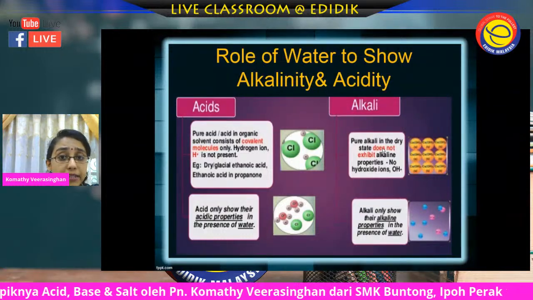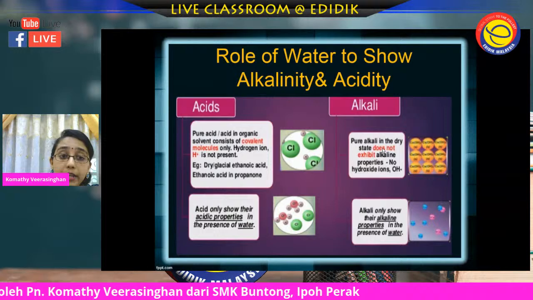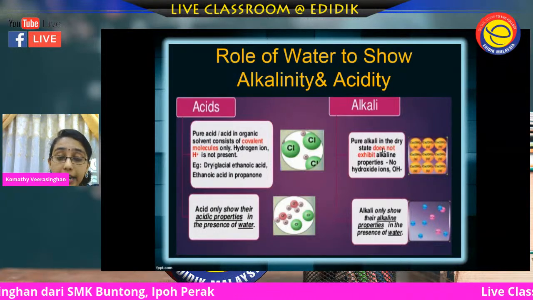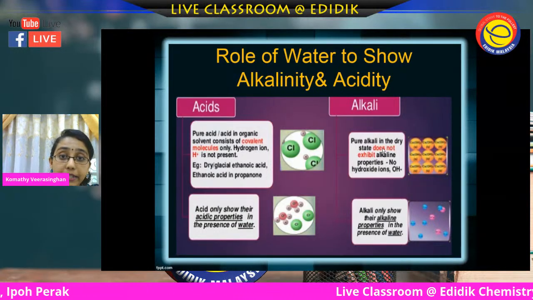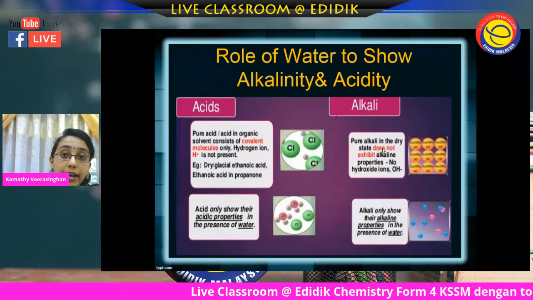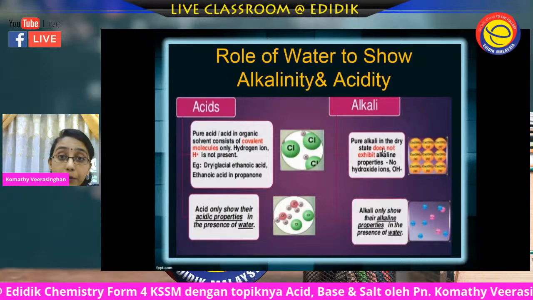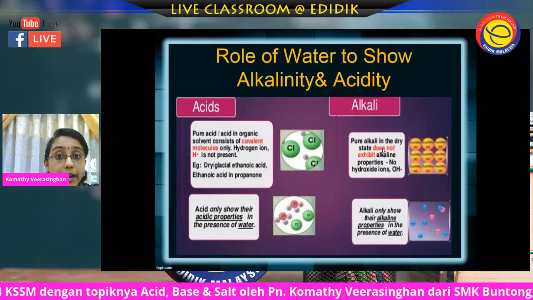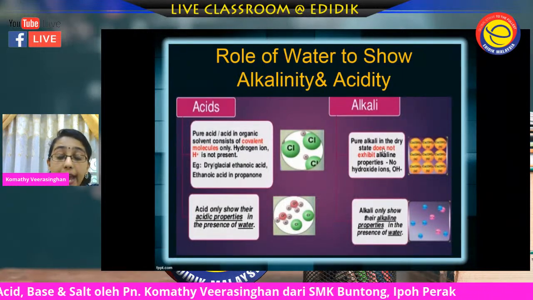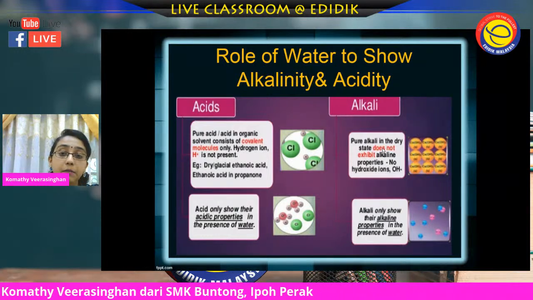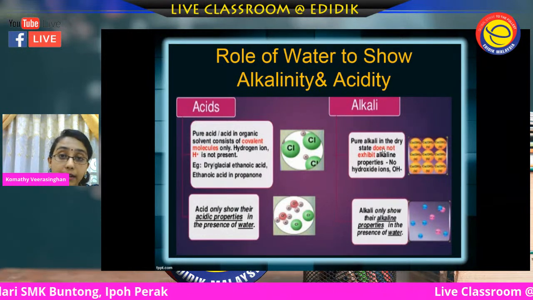So when you put acid or alkali in this type of solvent, they cannot ionize to produce their respective hydrogen ions or hydroxide ions. The moment they cannot ionize, they cannot produce their hydrogen ions or hydroxide ions respectively. Hence, they are unable to exhibit their acidic or alkaline properties.